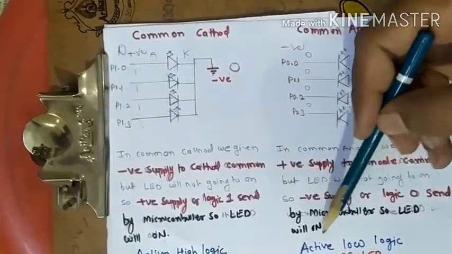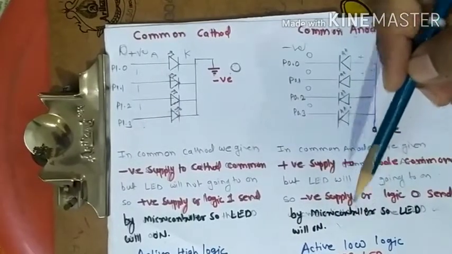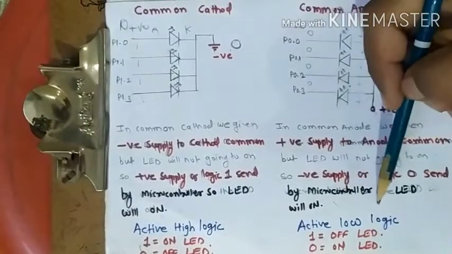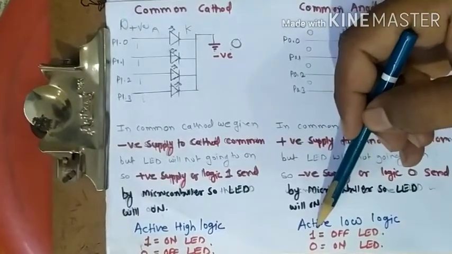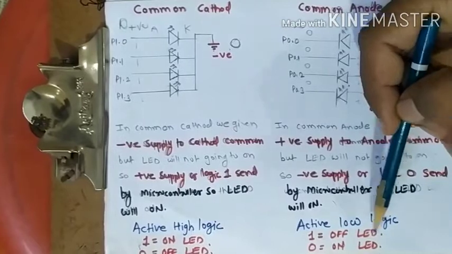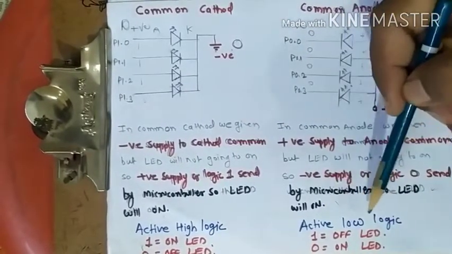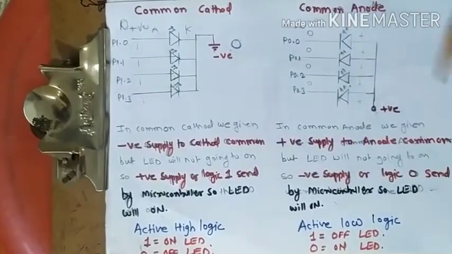So this is called active low logic. Active low logic means what? If we are sending 1, the LED will be off. If we are sending 0, the LED will be on. This is the active low logic.